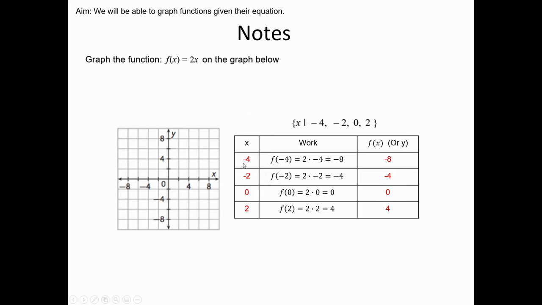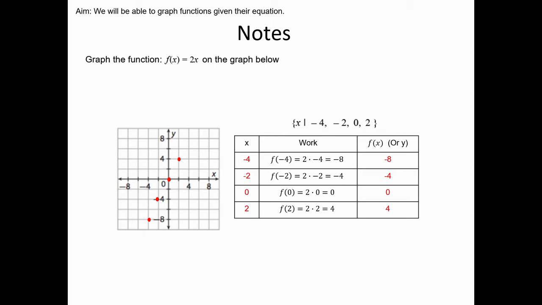So -4, -8, here's -4, -8 right there. Then we have -2, -4. So the x value is -2, which is right here, and I go down to -4. 0, 0, which is right in the middle. And finally, we have 2, 4. So I'm going to go 2 over here and 4 up. And that's how you graph this if you're given a specific domain.